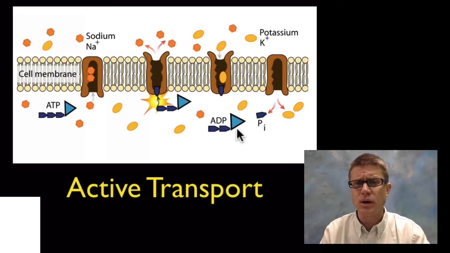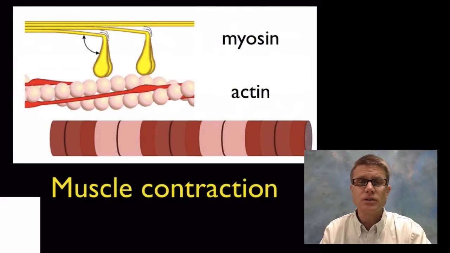How much of your energy right now is going to that? About 20% of the energy in your body right now is going to ATP, which is running the sodium-potassium pump and keeping all those neurons working. So it's really important. How else do we use ATP?